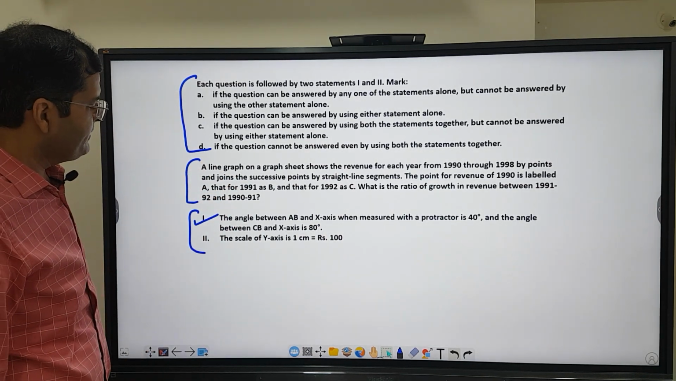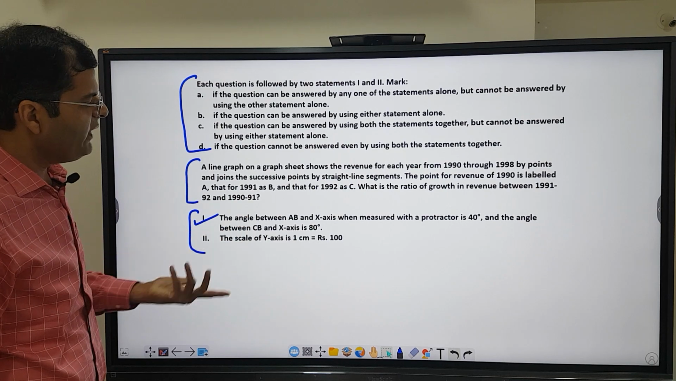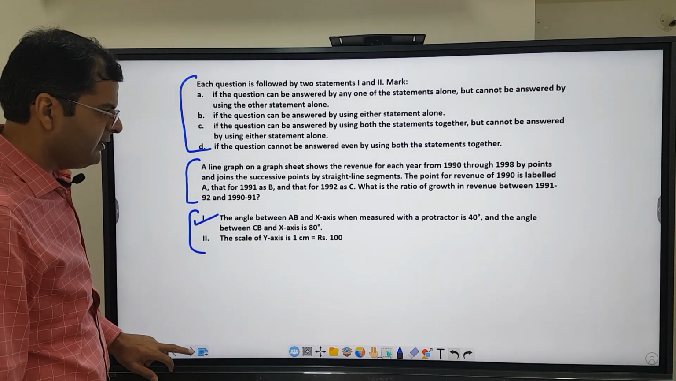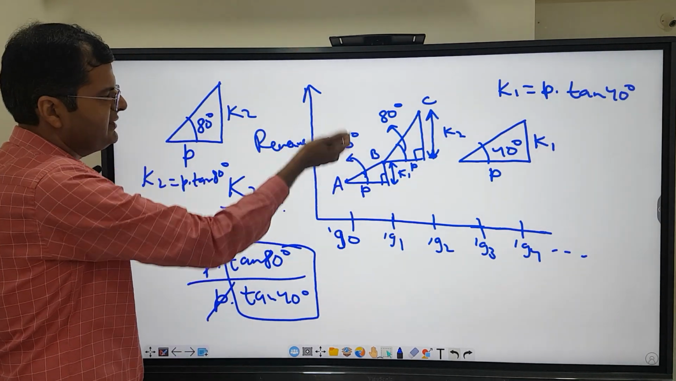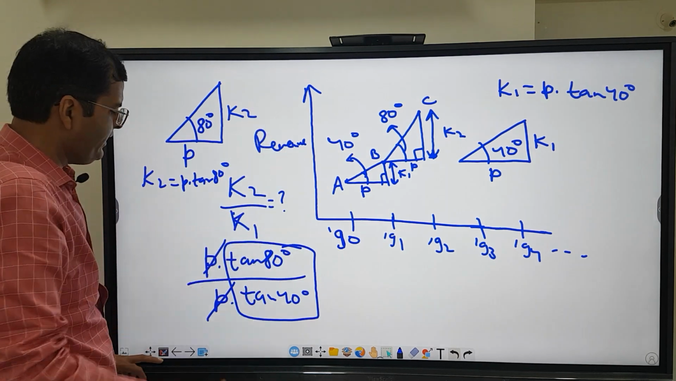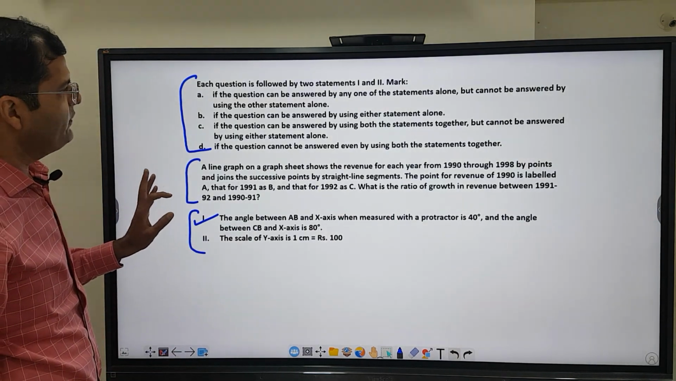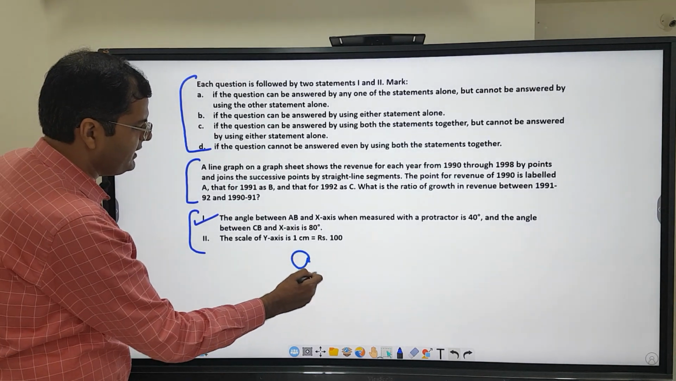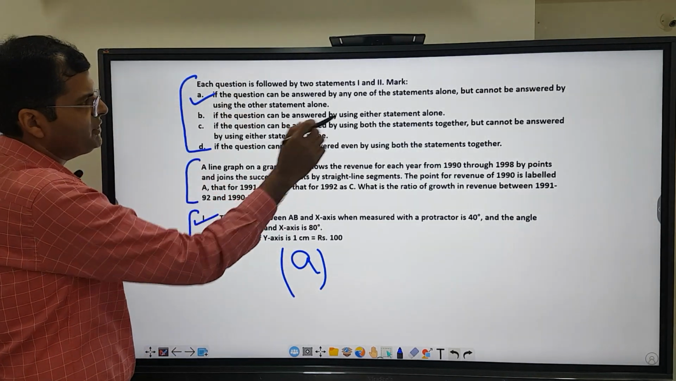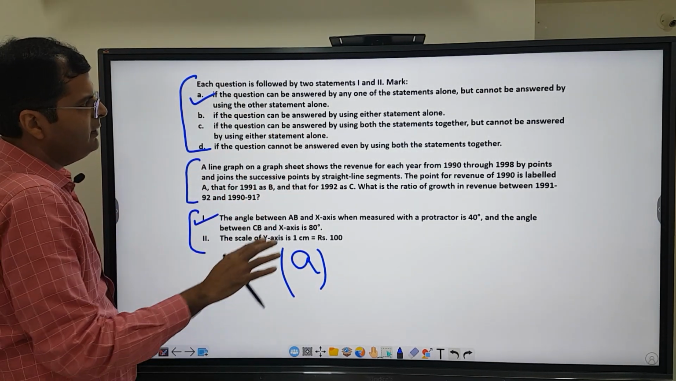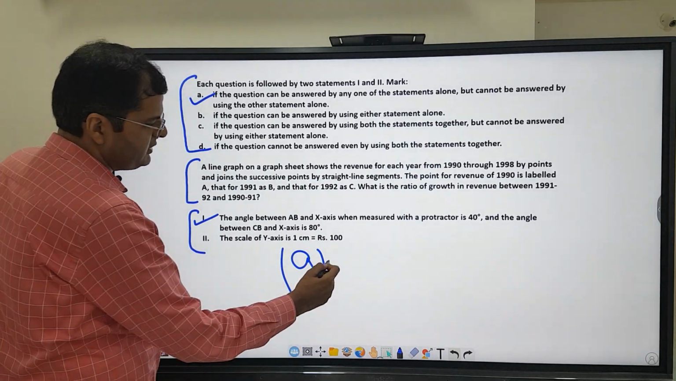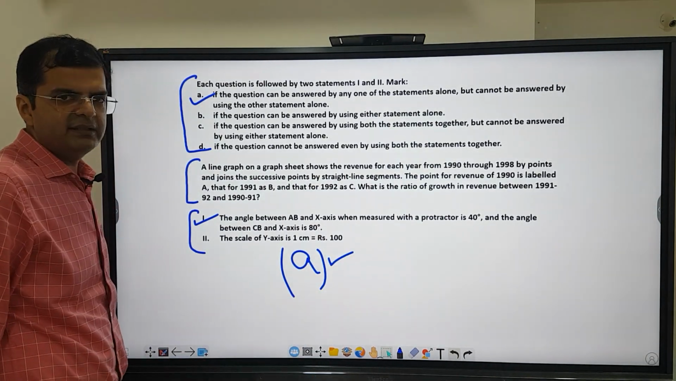Okay, now if I look at statement 2, it says the scale of y-axis is 1 centimeter is rupees 100. So it doesn't matter, the scale of y-axis is given to me. From just this statement I can't find the ratio. But from the first I am able to find. So answer option A is correct here, where it says that the question can be answered by one of the statements alone, but cannot be answered by using the other statement. So answer option A is correct for this question.